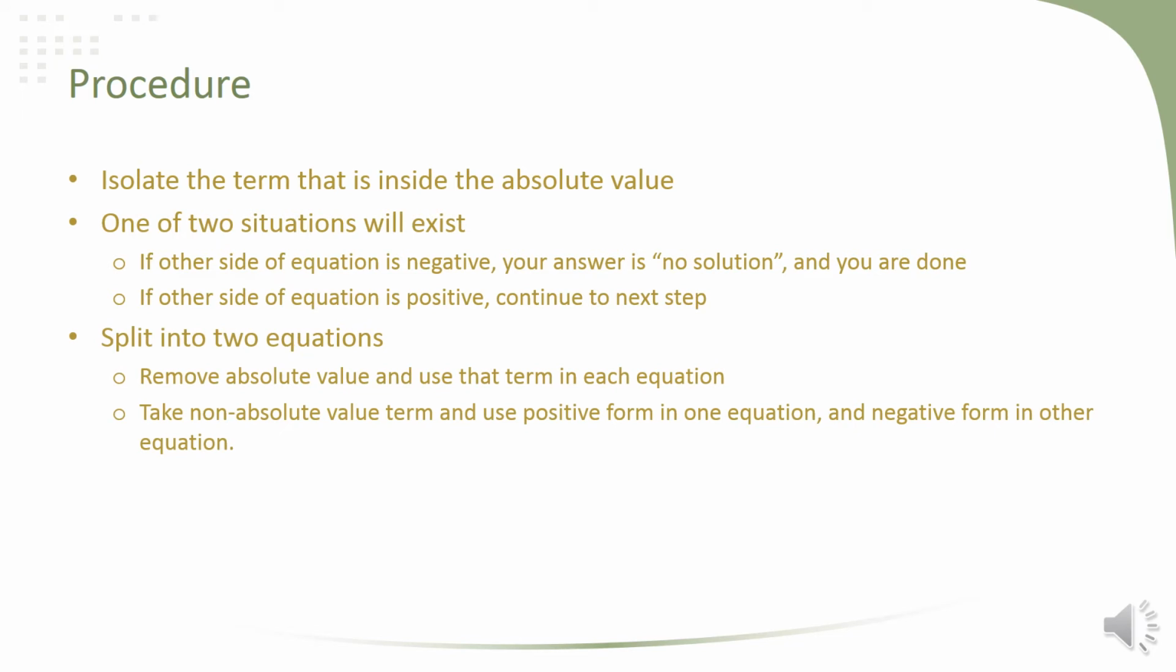Step 3 is to split it into two equations. You're going to remove the absolute value from the term that has the absolute value, and you're going to use that particular term in each equation. The other side of the equation, or the non-absolute value term, you're going to make one of them positive for one equation, and one of them negative for another equation. While these words might not make sense right now, the example will show clearly how to complete the steps.